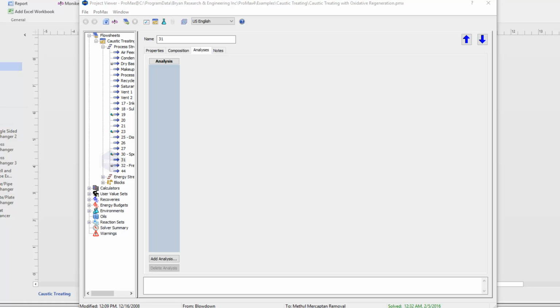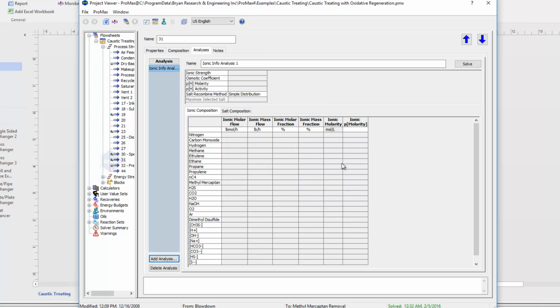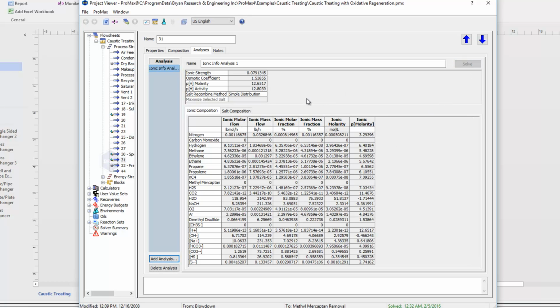The last thing I would mention is that if there are two liquid phases, ProMax will look at the heavy liquid, since generally that's going to be your water-based phase. So with that in mind, we can create this analysis in any stream by choosing the Add Analysis button. I'll choose my Ionic Info analysis, and I'll just click Solve for now, and we'll look at the results.